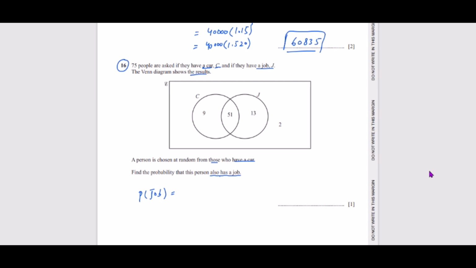that is equal to how many people have a job, this one. These people are having a job with a car. So the probability is to find a job. So job is 51 divided by the total, 51 plus 9, that is equal to 60. So calculate these values, that is equal to 17 over 20. So the final answer is 17 over 20.